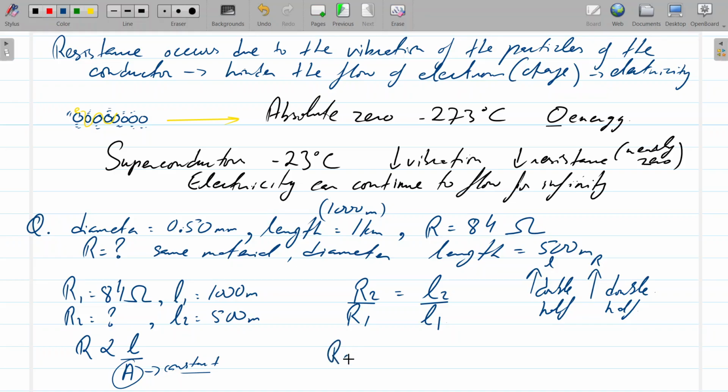So R2 equals L2 over L1 into R1. And if I fit it over here, that is 500 divided by 1000 into 84. And so, if I'm not wrong, it would be 42. Yep. And that's something we could have done in our heads, right? Simply because we know that the length has been halved, and so the resistance will be half as well.